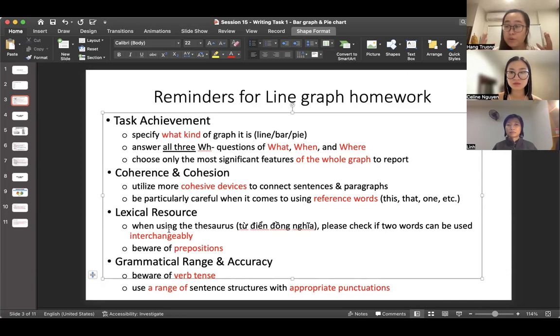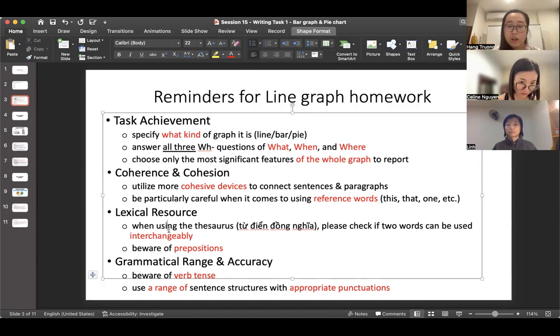But always try to vary your vocabulary, right? Don't use just one or two keywords. Always try to paraphrase. And when you do homework, try to do that. Try to make use of the thesaurus to do that. That's what I meant. Okay.